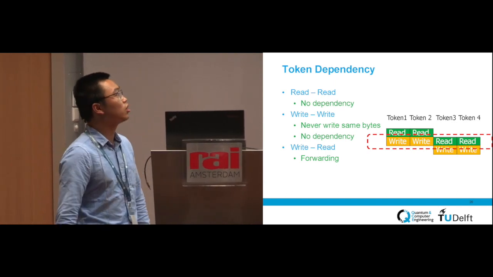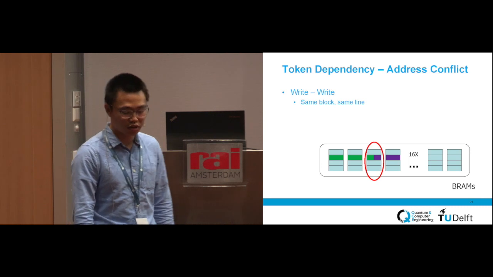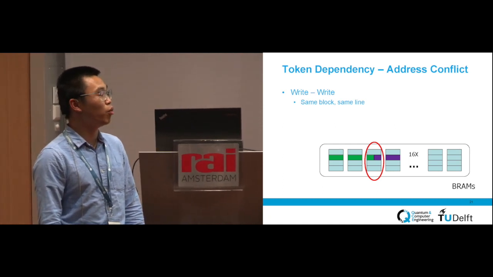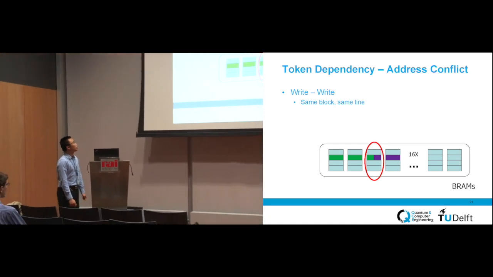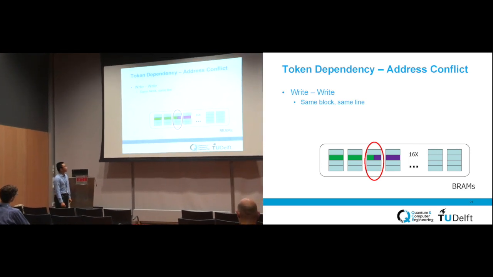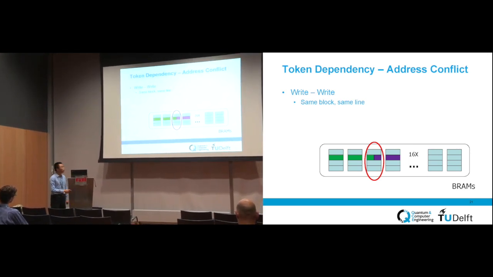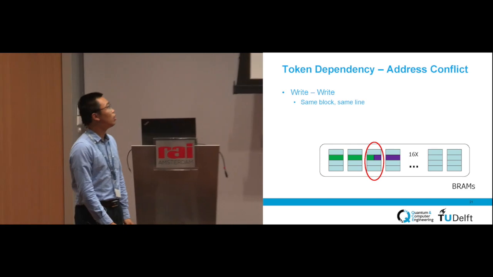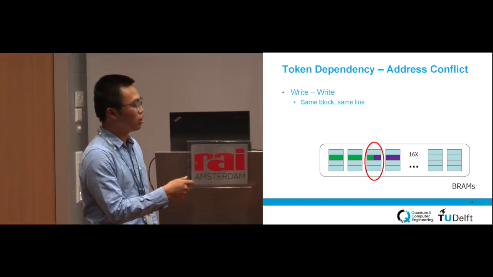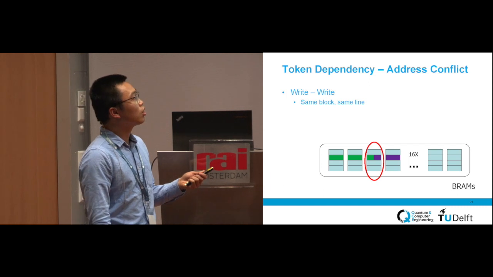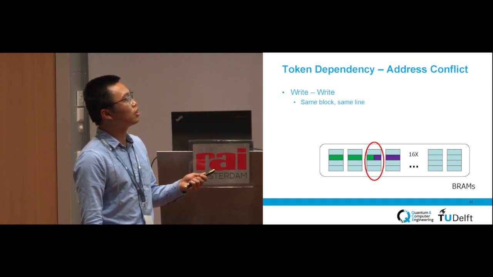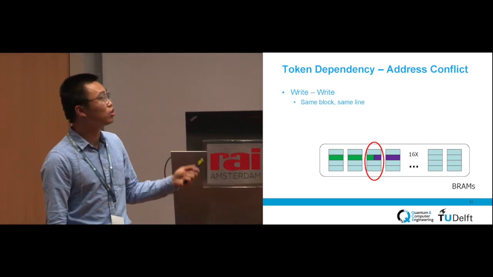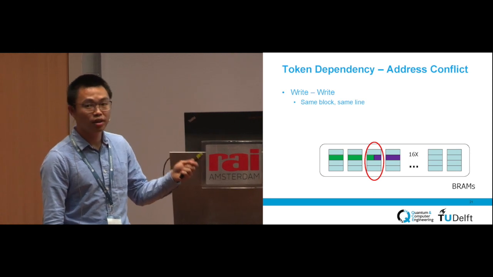But in FPGA, these things are different because the history is stored in the BRAM, and the BRAM only offers you one read port and one write port. So when two tokens write the same blocks, then you have an address conflict. For this write and write, the first write may hit the second write in the same block. For this, we can use write combination.